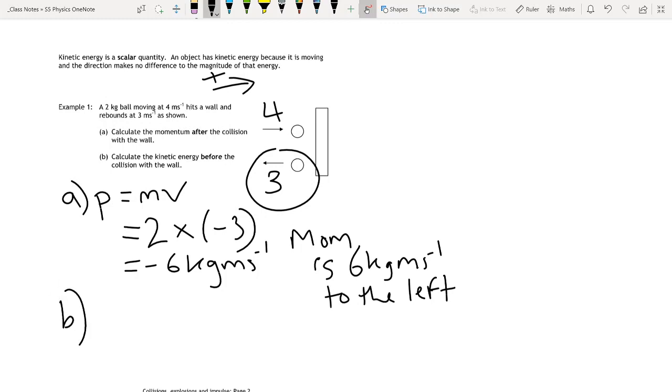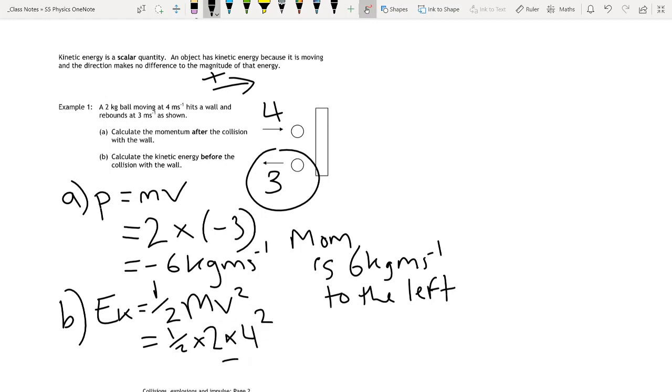And B, calculate the kinetic energy before the collision with the wall. So this one I'm sure you can do yourselves without me helping you. But the kinetic energy is half mv squared, so half times the mass, which is 2, times the speed beforehand, which is 4. So half times 2 times 4 squared, which should come to 16 joules.